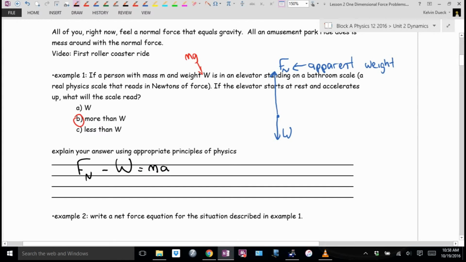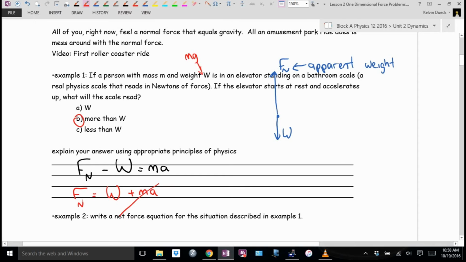And since it's talking about the scale reading, which is the normal force, Robbie, we want to get the normal force by itself. How do I get the normal force by itself in this equation, my friend? Okay, so here's my final argument. The normal force is equal to your weight plus ma. When the elevator is at a constant speed, what's the acceleration?